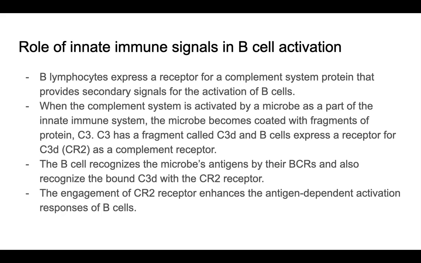C3 has a fragment called C3d, and B cells express a receptor for C3d, which is CR2, a complement receptor. The B cell recognizes the microbe's antigens by their BCRs and also recognizes the bound C3d with the CR2 receptor. The engagement of the CR2 receptor enhances the antigen-dependent activation responses of B cells.